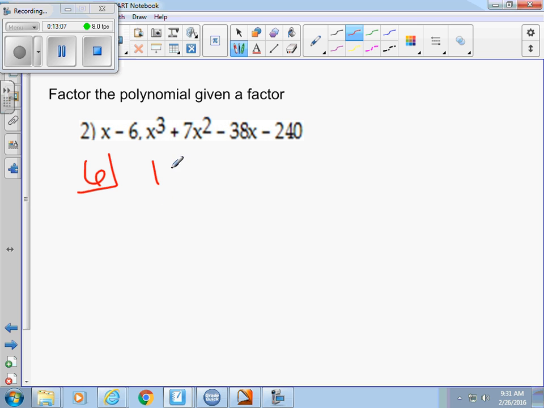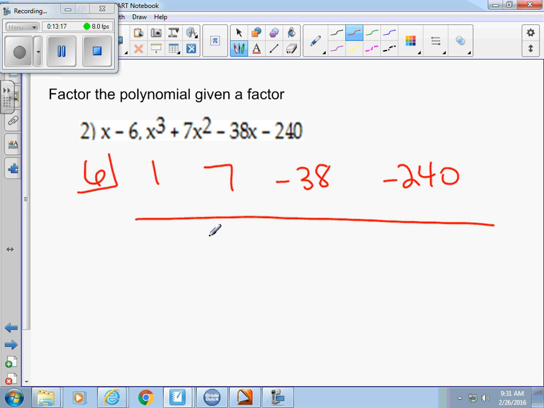Since it's telling me that, what should my remainder be? I better get 0. If I don't, what does that mean? I did something wrong, because it said it was a factor. Or it's a bad problem, one of the two.